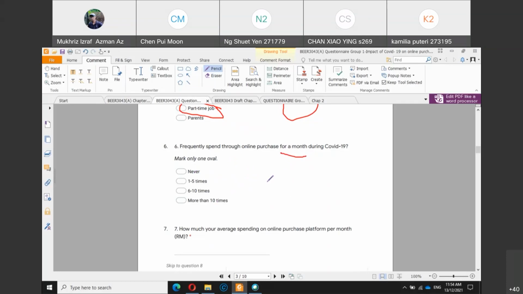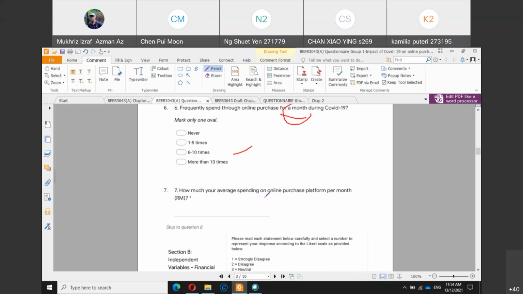this applies to all groups. That's why I'm reminding all groups from the very early semester: find a topic where you can get samples of questionnaires from previous studies, especially if you're doing a very common topic like purchasing online. When you create 1 to 5 times, jumping suddenly from never to 1 to 5 times, and why you choose 1 month, not, let's say, 1 week, see how you can improve on these frequency items. And then, how much is the average spending on online purchase platforms.